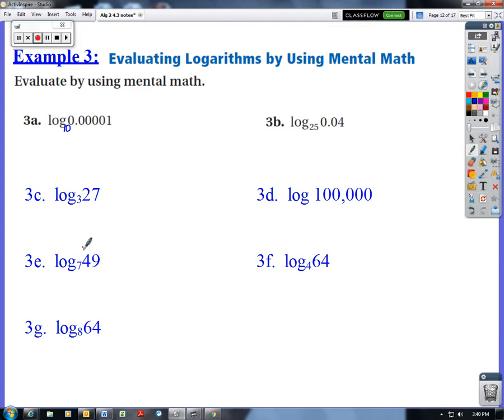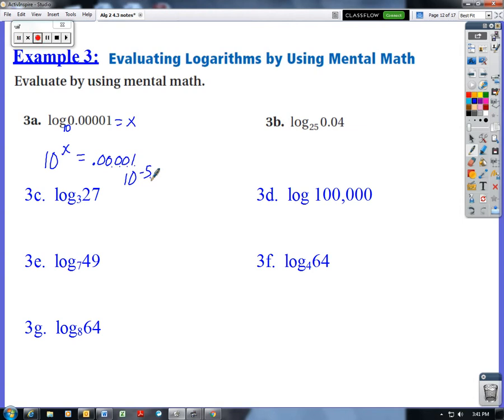Okay, so this one is log base 10, it's understood. 10 to what power equals this thing? So I'll go ahead and we'll just write it out. 10 to what power equals 0.00001? Well, this is obviously a small number, so it's going to have a negative exponent. And we need to see how many decimal places we have. 1, 2, 3, 4, 5. So 10 to the -5th would be our answer on that one.